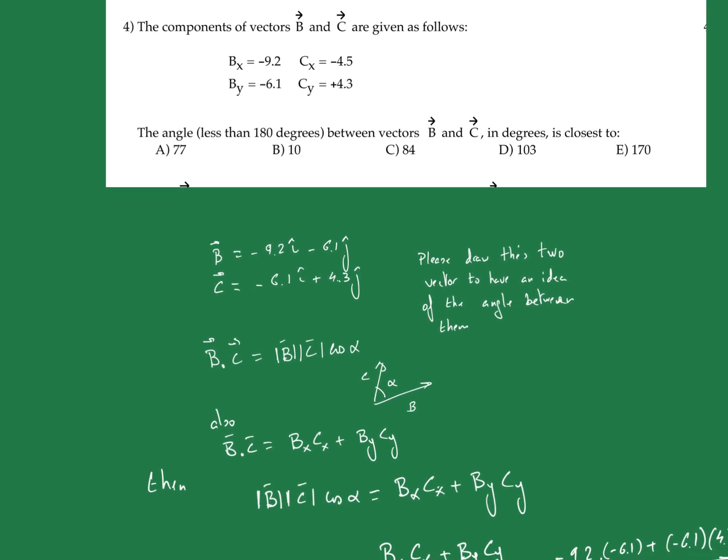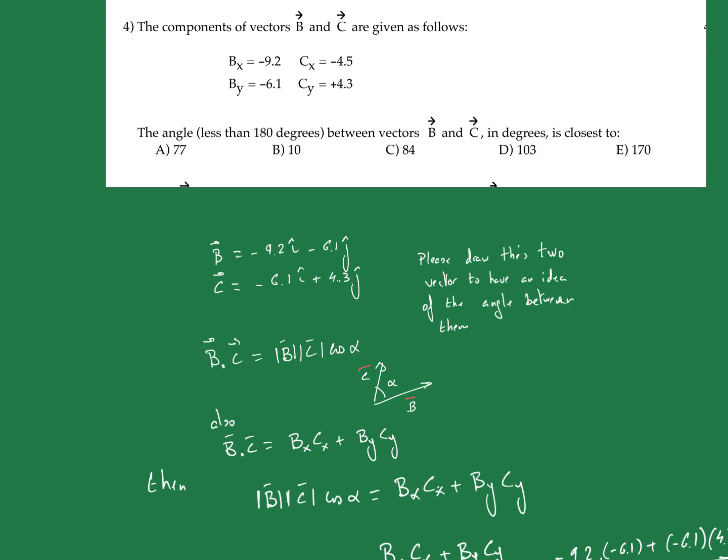The dot product of two vectors is defined as the magnitude of the first, times the magnitude of the second, times the cosine of the angle that they make. And if I know the cosine of the angle that they make, I will be able to find the angle.